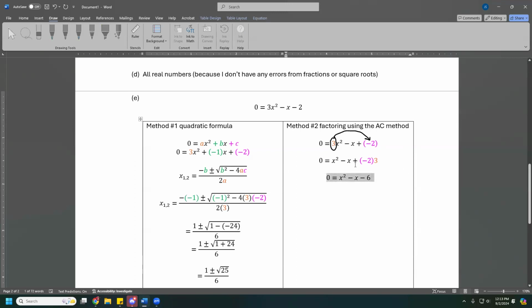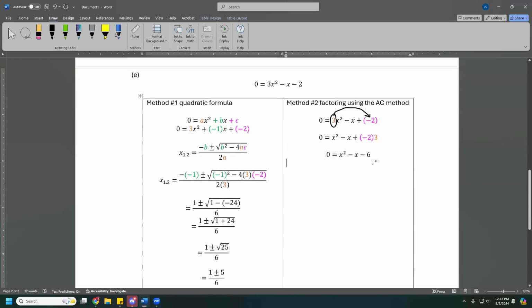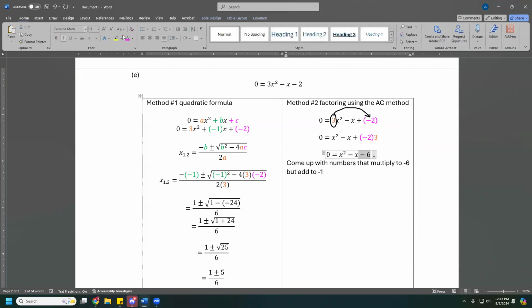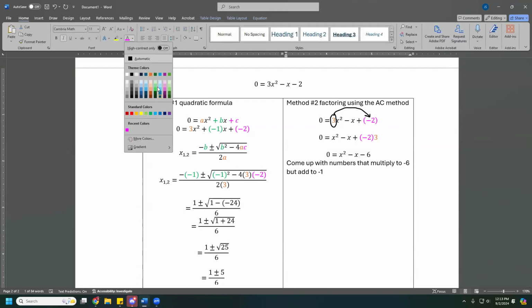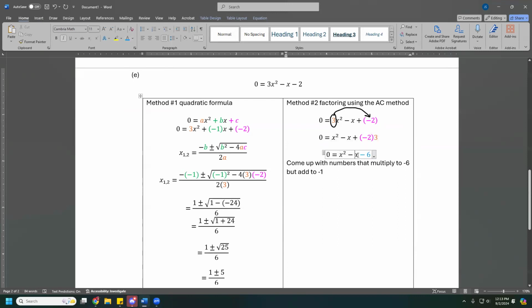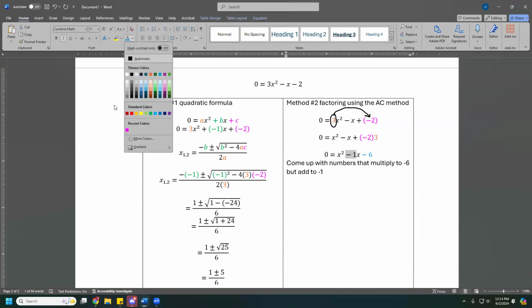So this is an easier method of factoring that you may or may not know already. To factor this, I need to come up with numbers that multiply to negative 6, but add to negative 1. So this number right here, I'm going to use different colors for this now. So I'm going to make this blue. And the reason why I have this negative 1 is because of this guy over here.